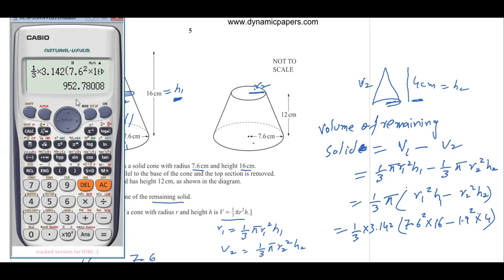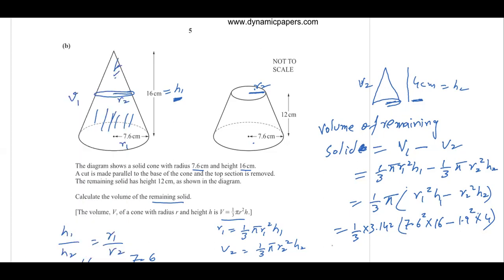So 952.78 centimeter cube, that you can round to 953 approximately.